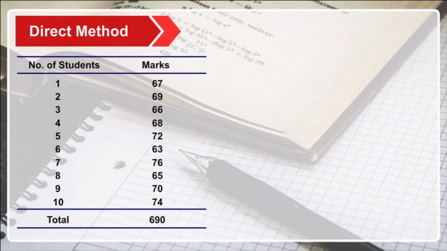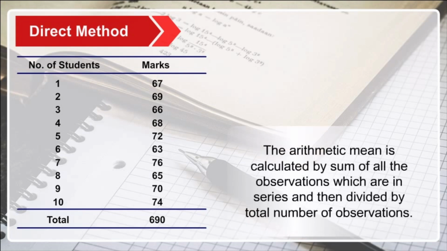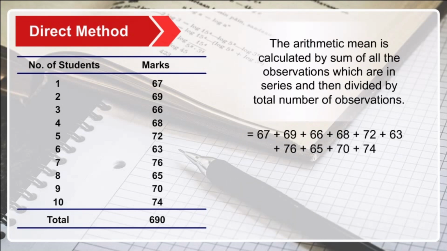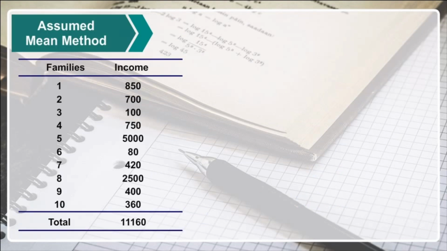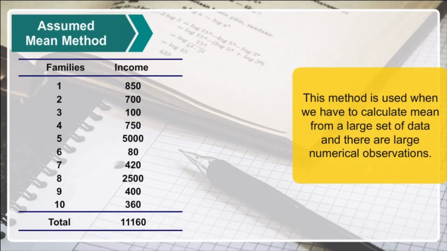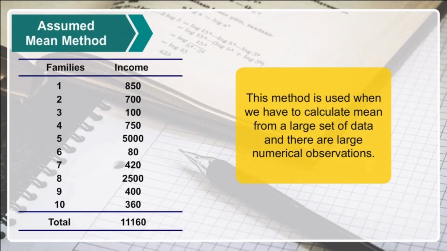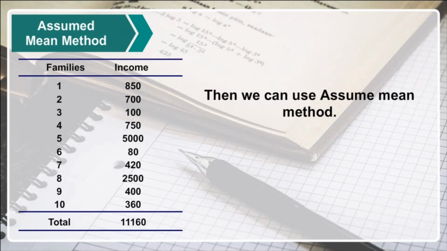Direct method. The arithmetic mean is calculated by taking the sum of all the observations in the series and then dividing by the total number of observations. Assumed mean method. This method is used when we have to calculate mean from a large set of data and there are large numerical observations. Then we can use the assumed mean method.